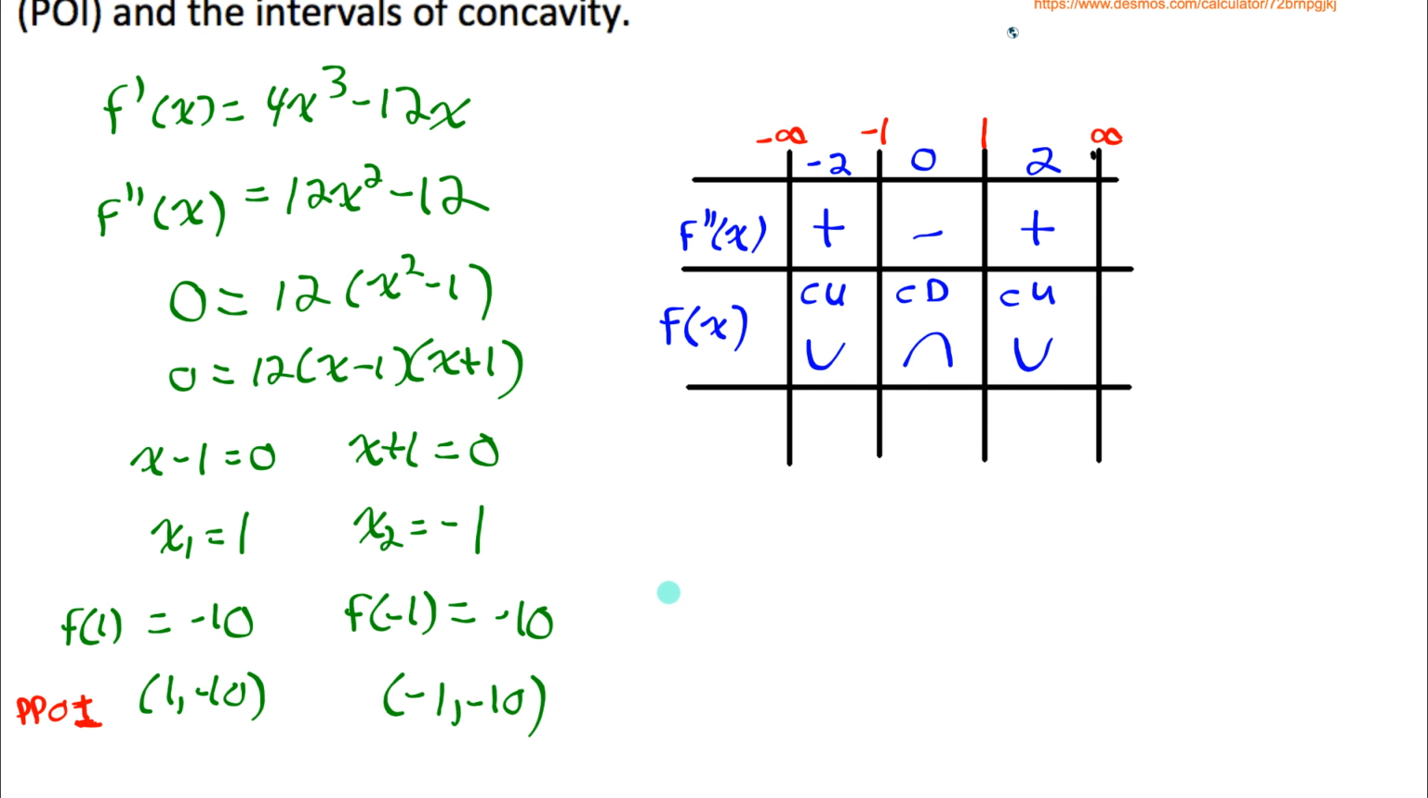So notice there is a change in concavity around an x value of -1 and an x value of 1. At those 2 points, the function switches between being concave up and concave down. So these 2 points that we found as possible points of inflection are both actually points of inflection. So I can say POI at (-1, -10), and another one at (1, -10).